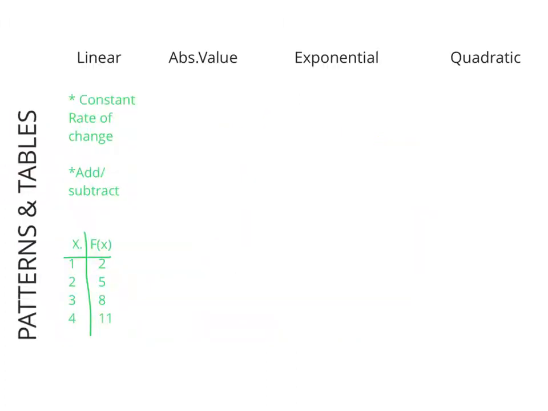All right, the next thing we're going to compare is tables and patterns. So linear has a constant rate of change. We also think about that as being addition or subtraction. Another word, I didn't write this down, but you should, is arithmetic. Remember that arithmetic and linear go together. And this is just an example of something that's linear. Notice in this table, if you look at the rate of change on this right-hand side, this is adding 3 every time. So that's going to be an example of something that's linear.